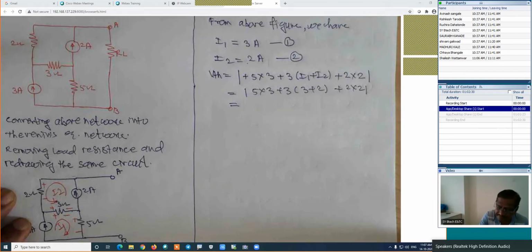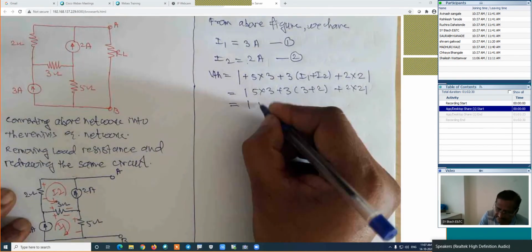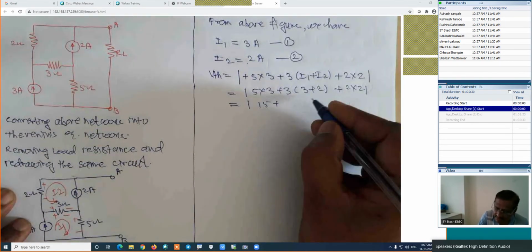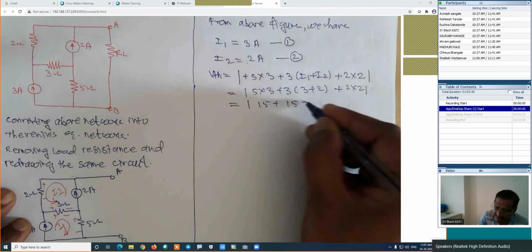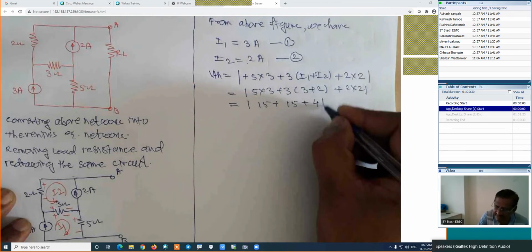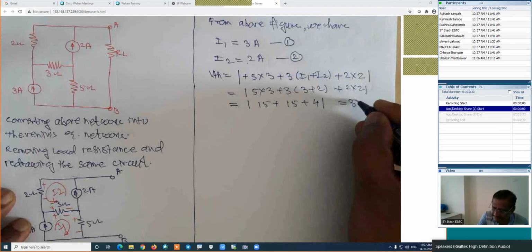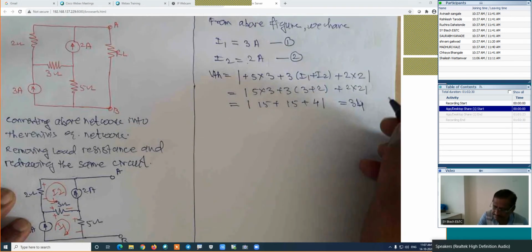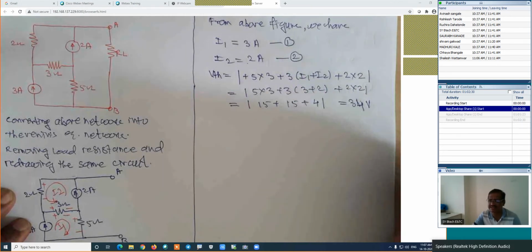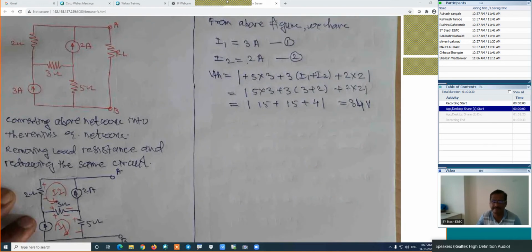How much? I guess this is 15 plus this is 15 plus 4. I guess it is 34 volt. Is it right? 34 volt is the value of VTH. Correct, sir.